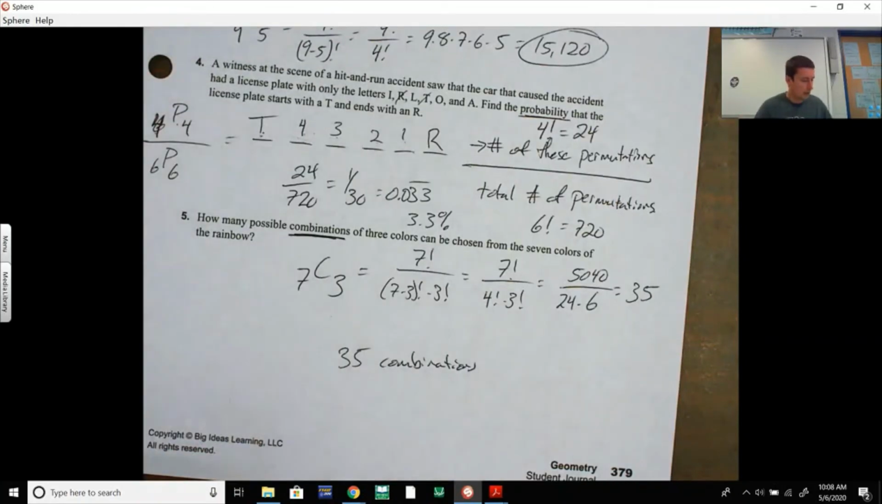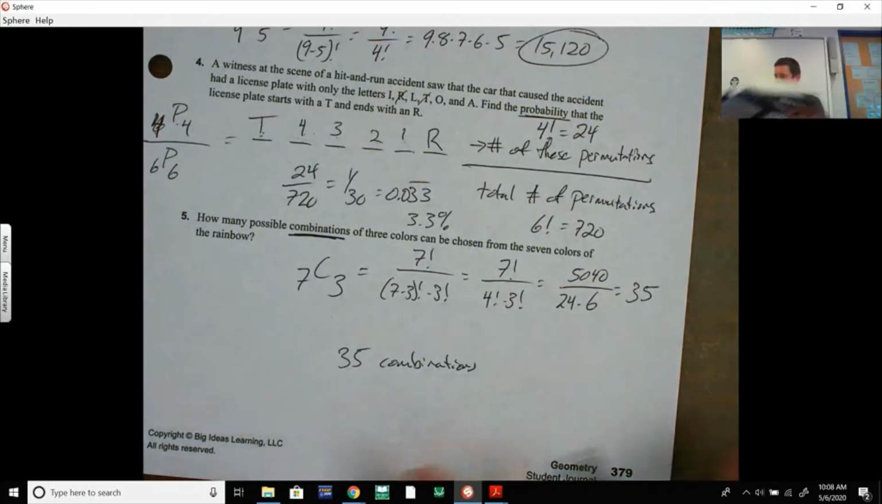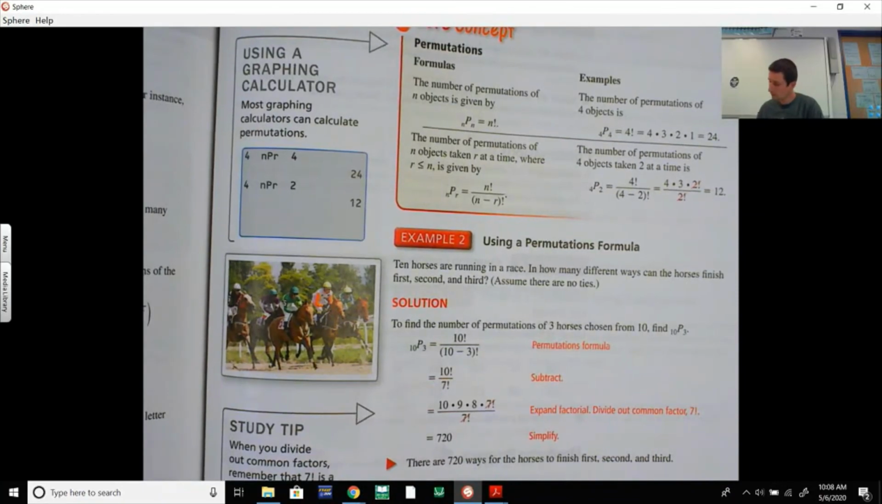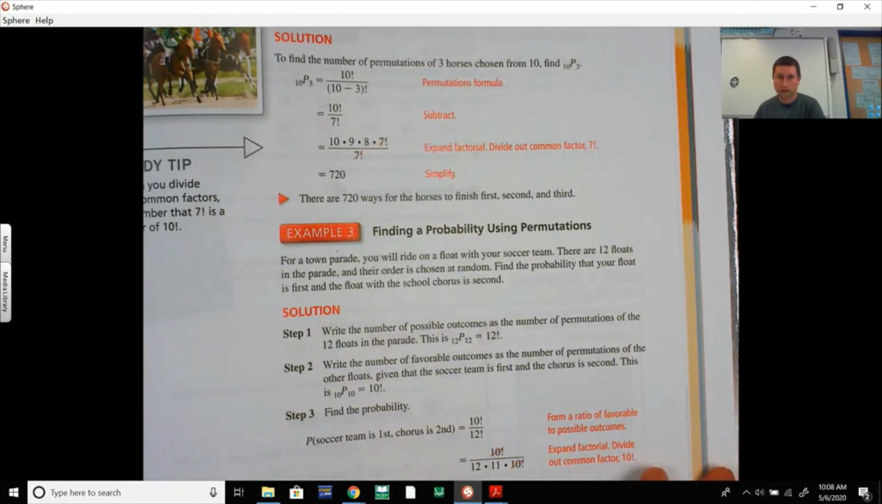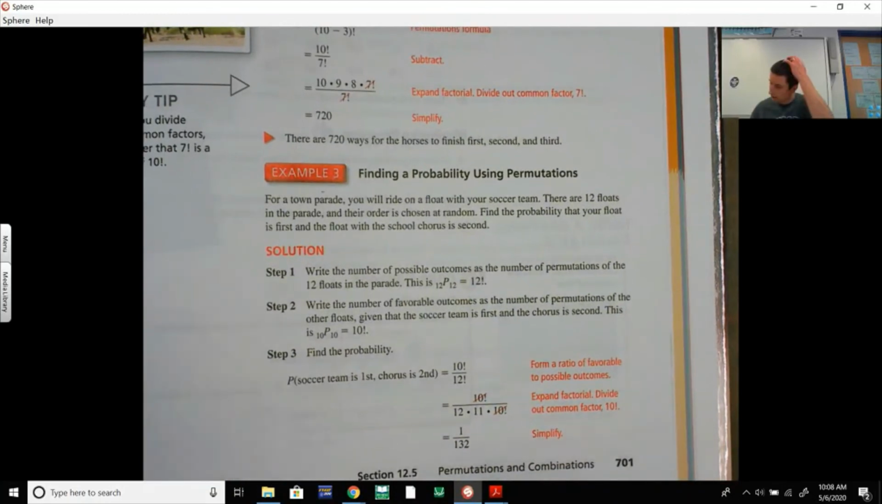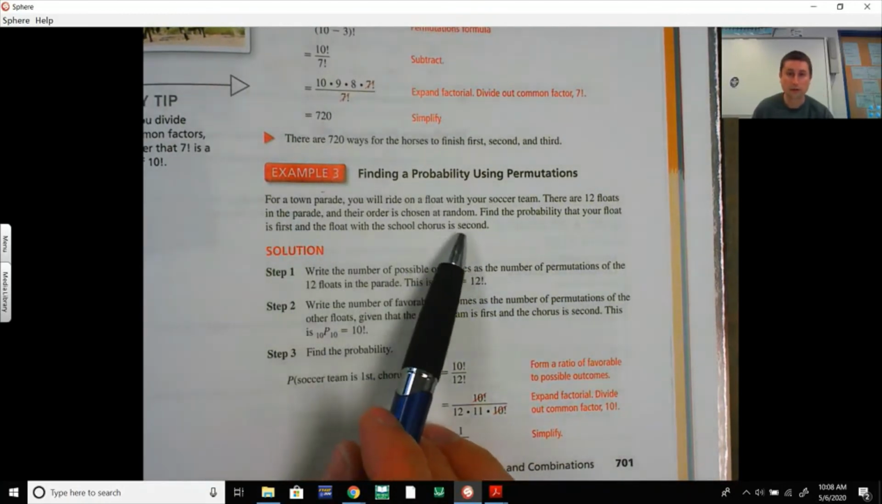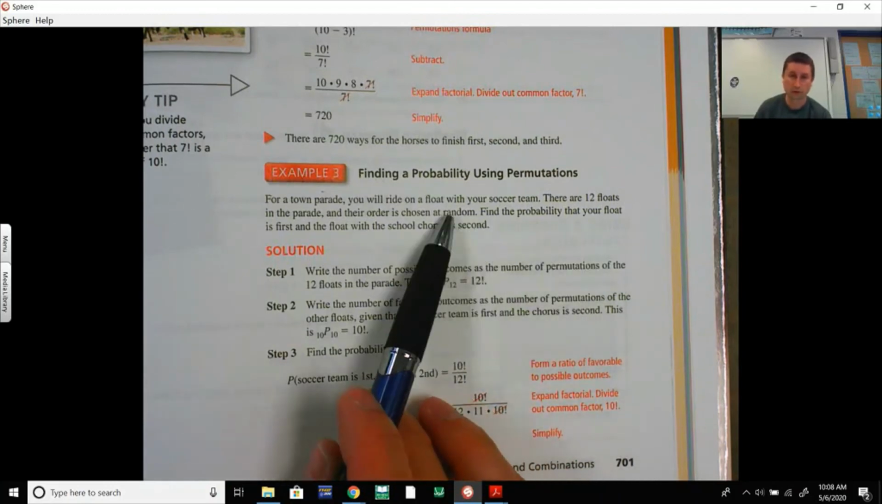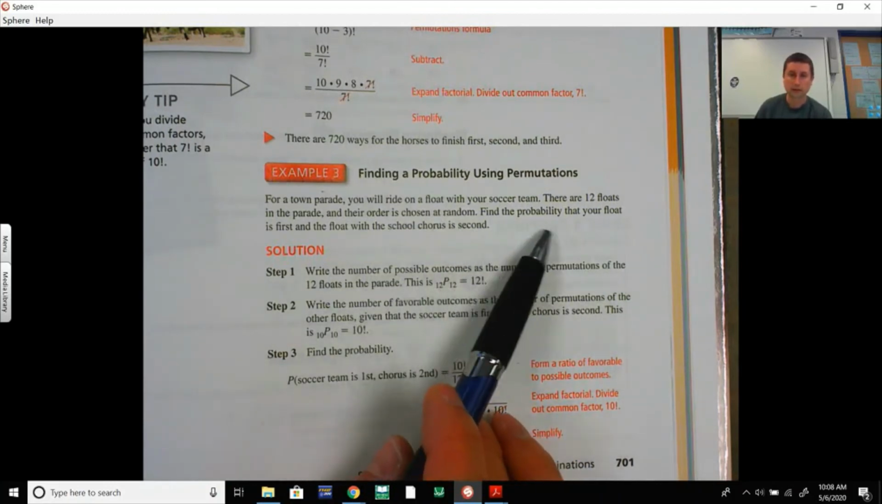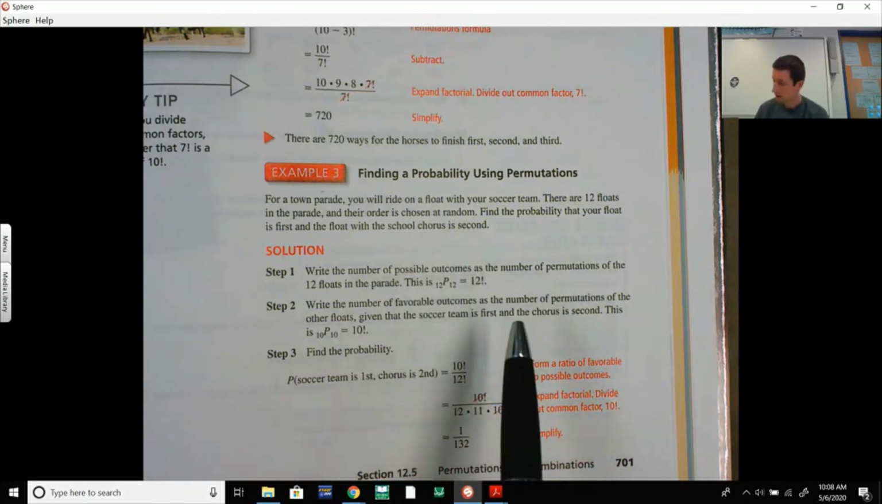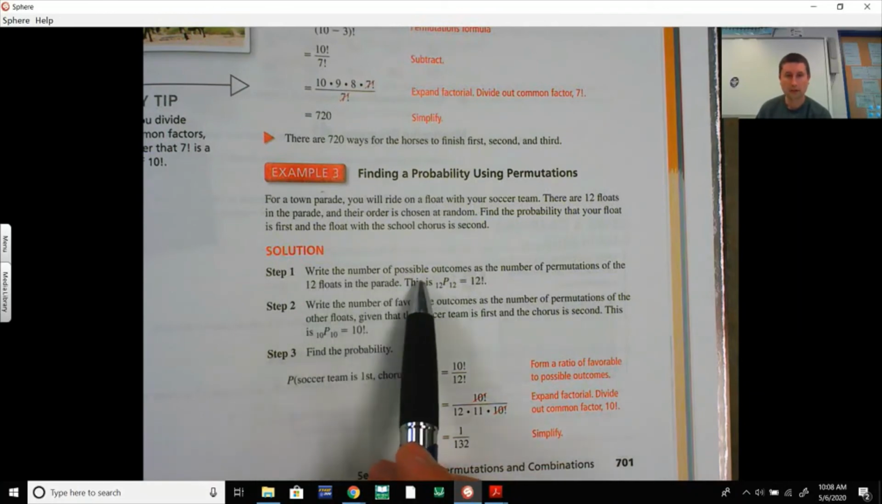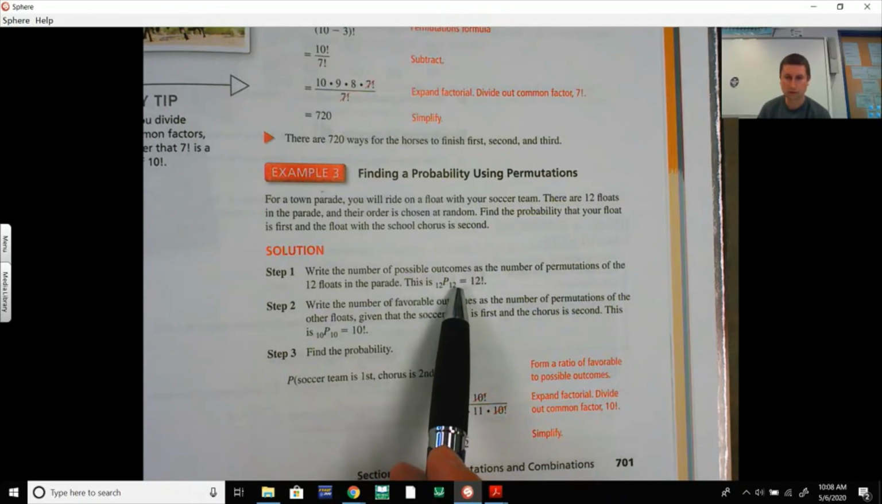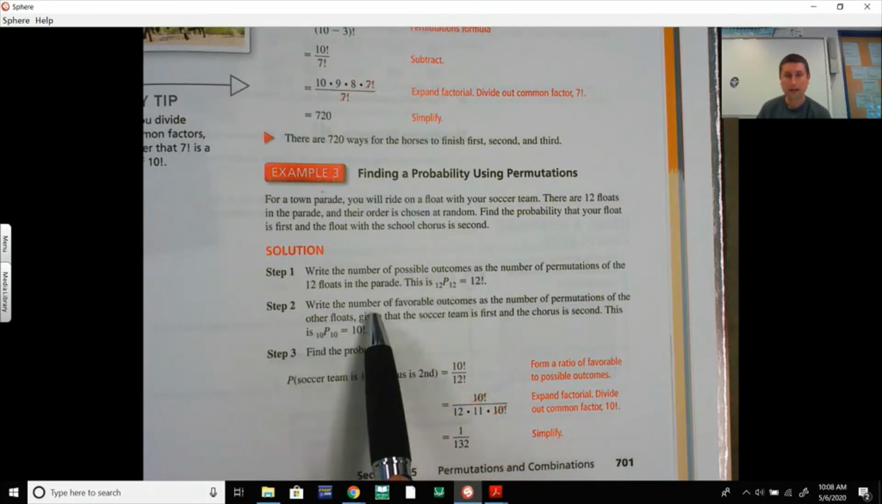Okay, a couple more from the textbook that I want to look at real quick, finding those probabilities. Finding a probability using permutations. You have a town parade. You are riding on a float with your soccer team. There are 12 floats in the parade, and their order is chosen at random. Find the probability that your float is first and the float with the school chorus is second. So step 1, they wrote down the number of possible outcomes. They could have 12 factorial orders. Step 2, they write the number of favorable outcomes.